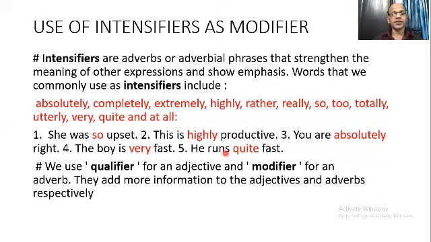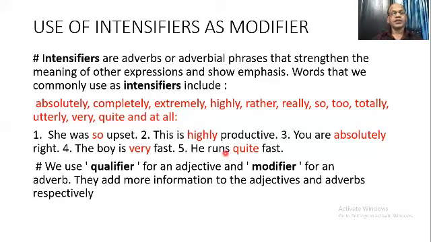Boy is very fast. Very is an intensifier. It modifies the adjective fast. Runs quite fast. Quite is an intensifier. It modifies the adjective fast. So these are examples of intensifiers. Usually we use the word qualifier for an adjective and modifier for an adverb. They add more information to the adjectives and adverbs respectively.